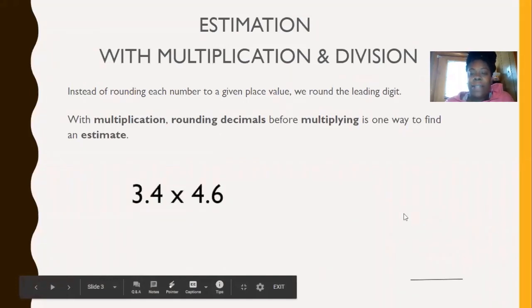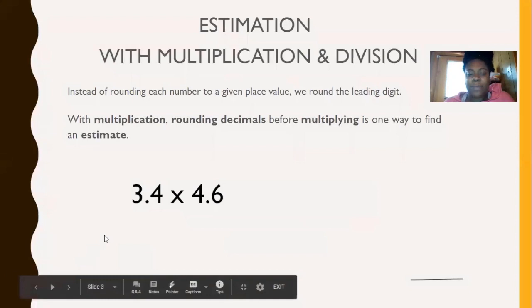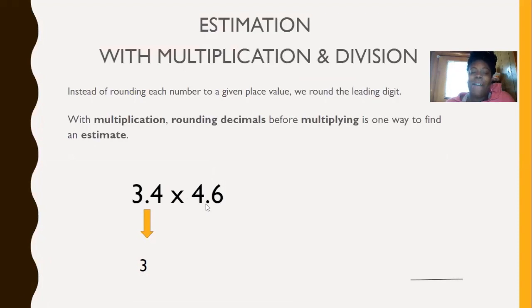3 4/10 times 4 6/10. Let's practice estimating with this problem here. So in this case, 3 4/10 rounds to 3. And in this case, 4 6/10 rounds to 5. And 3 times 5 will give me 15. So my estimated product for this answer would be 15.